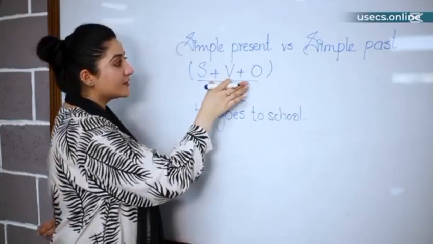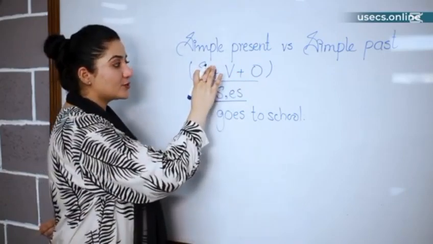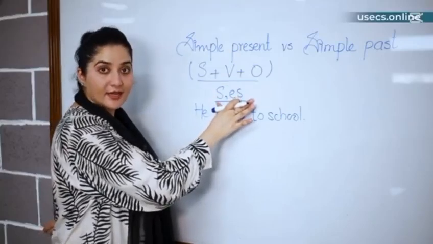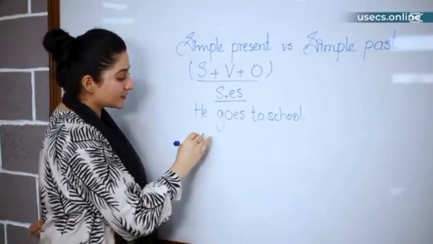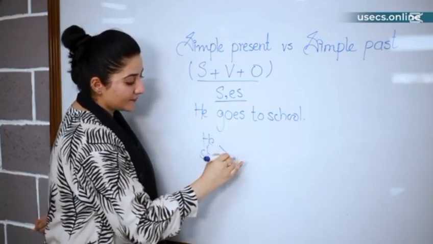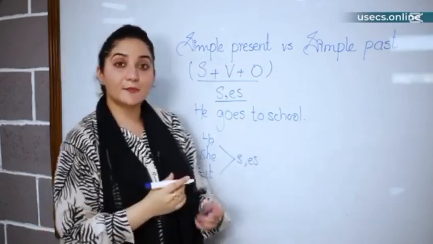Right? So for simple present tense, let's repeat the concept once again. With the subject and with the verb, we use S or ES. And it is used only with the singulars like he, she, or it. We use S or ES. Let's talk about simple past tense.